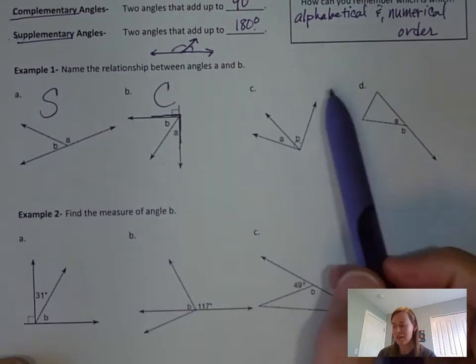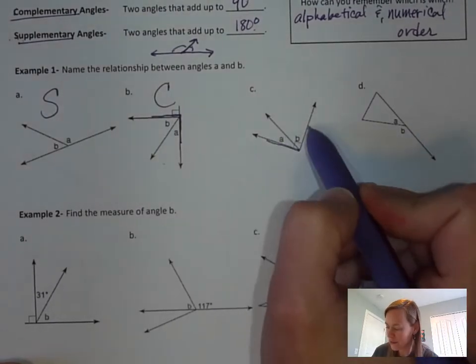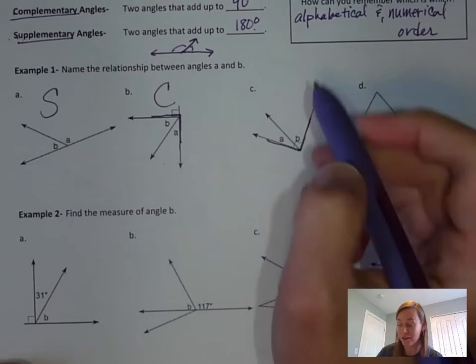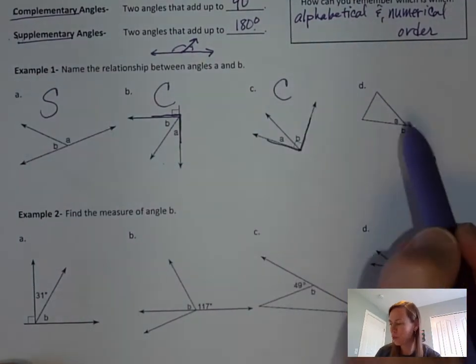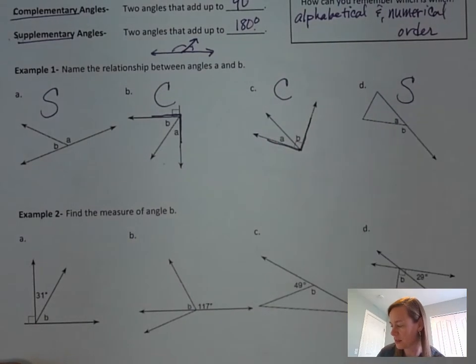Maybe pause your video, see if you can get the answers to these two. And I'll go ahead and tell you the answers. These two together, they form that perfect L shape, so they're forming a 90-degree angle. In other words, they are complementary. Whereas these two angles, they come together and form a straight line, so they are supplementary.